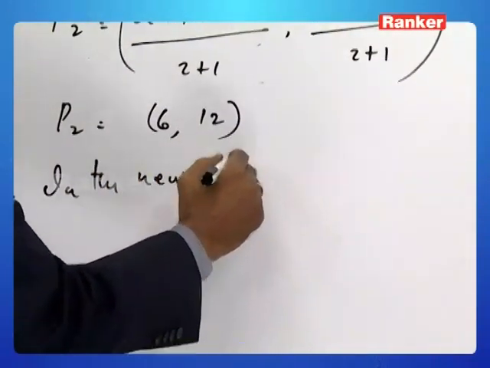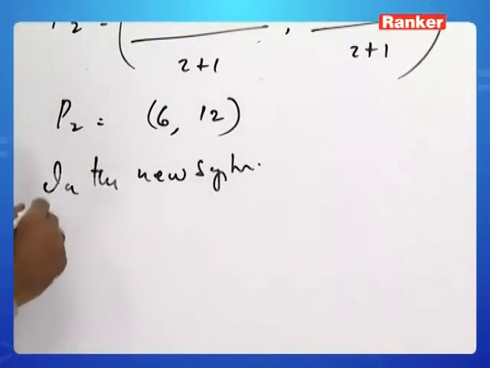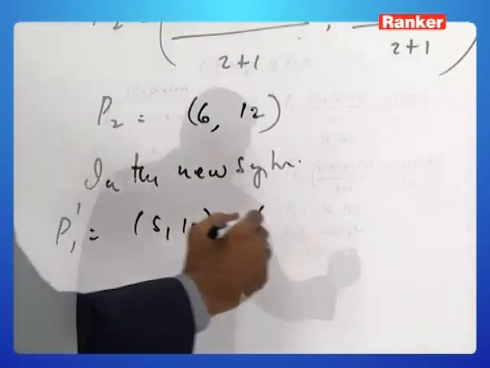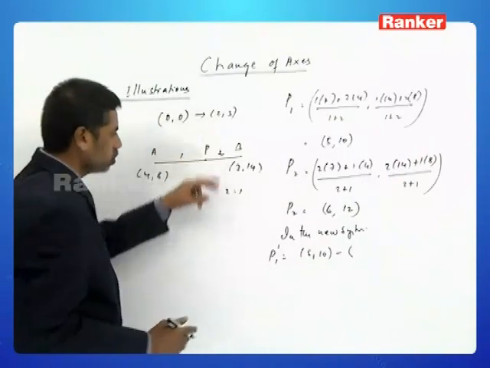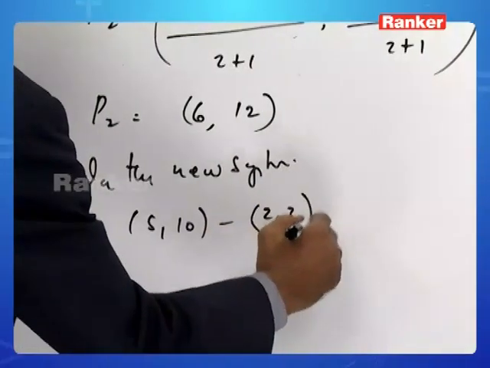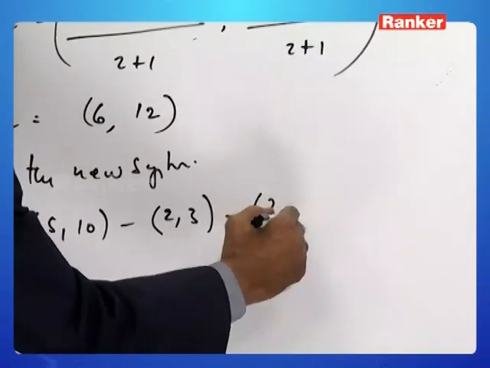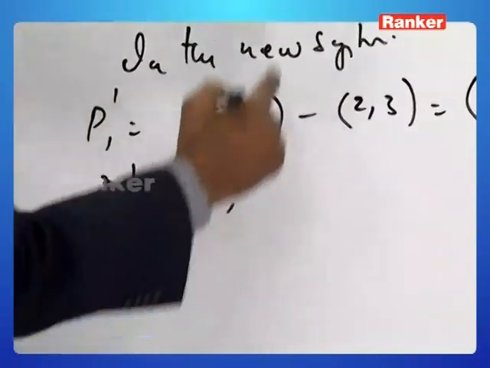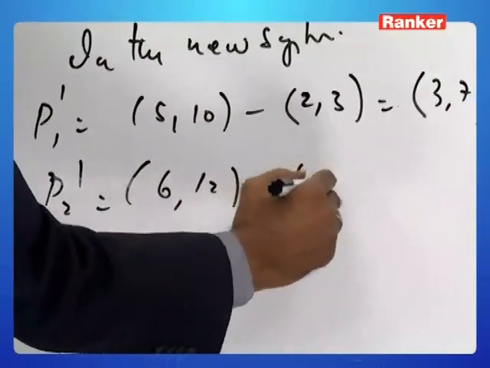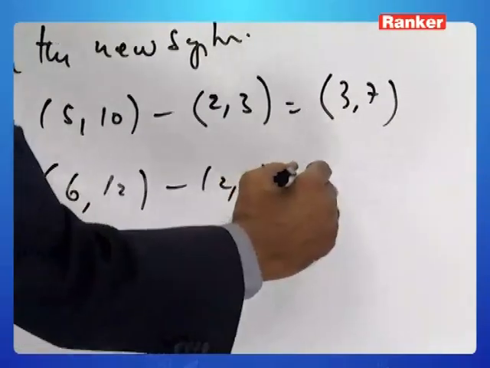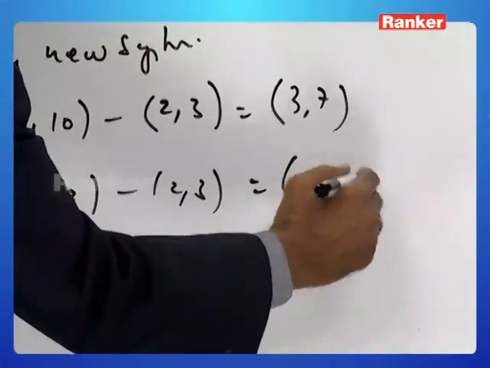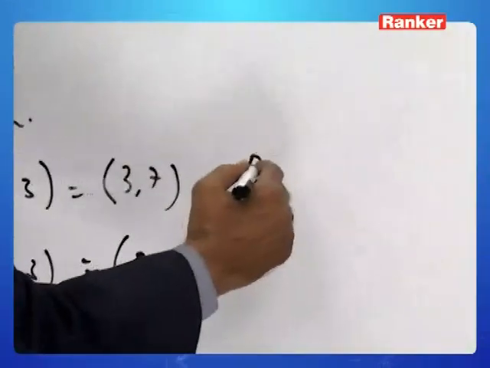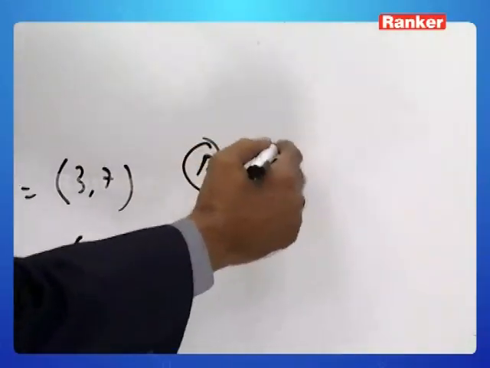So in the new system, P1 dash is equal to 5 comma 10 minus h, k, that is 2 comma 3. This becomes 3 comma 7, and P2 dash is equal to 6 comma 12 minus 2 comma 3. This is 4 comma 9. You can find that these are available in options B and C.